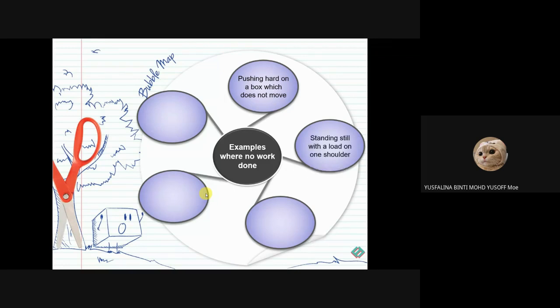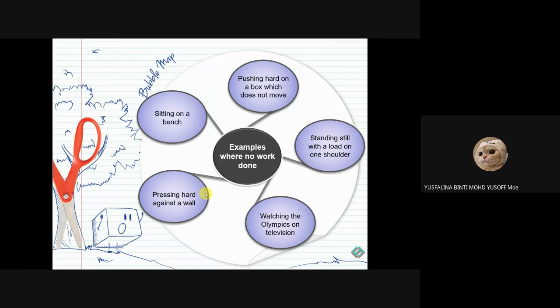Then, standing still with a load on one shoulder. Let's say you lift up your school bag and then you just stand there without moving. That is also considered no work done because there is no distance. Then, watching the Olympics on television. When you watch, you just sit and stay there, so also no distance, so no work done. Pressing a hand against a wall. If you push a wall and the wall is not moving, of course, it means there is no work done. Or sitting on a bench.